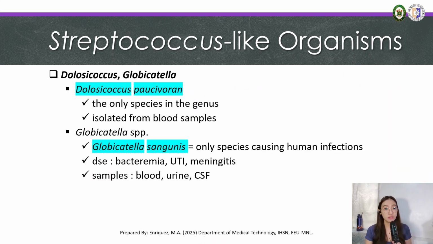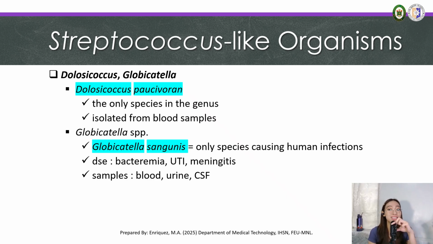Next is Dolosicoccus and Globicatella. So for Dolosicoccus paucivorans, this is actually the only species in this genus. Okay, so mag-isa niya lang na Dolosicoccus. And sometimes this could be isolated from blood samples.